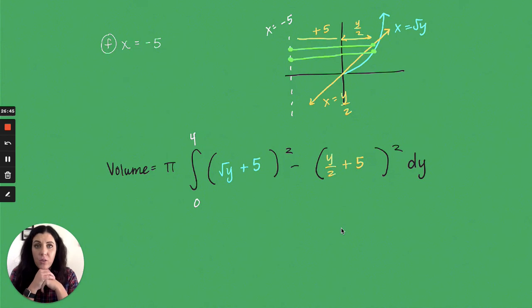Make sure you also find your points of intersection and then write those either in terms of x or y, depending on what you are rotating it about. Again, if I'm rotating it this way, it's a dx. If I'm rotating it this way, it's a dy.